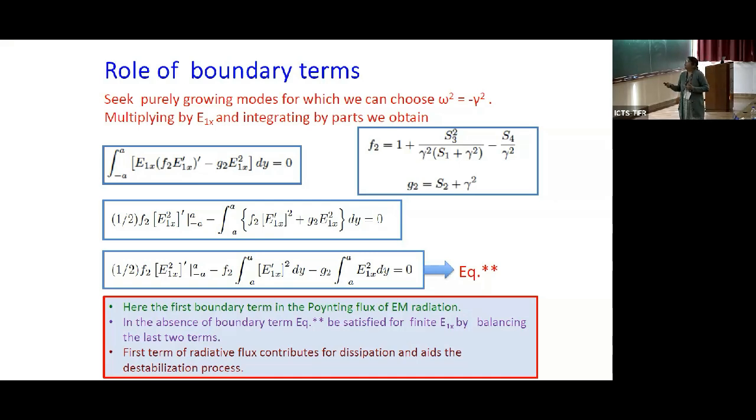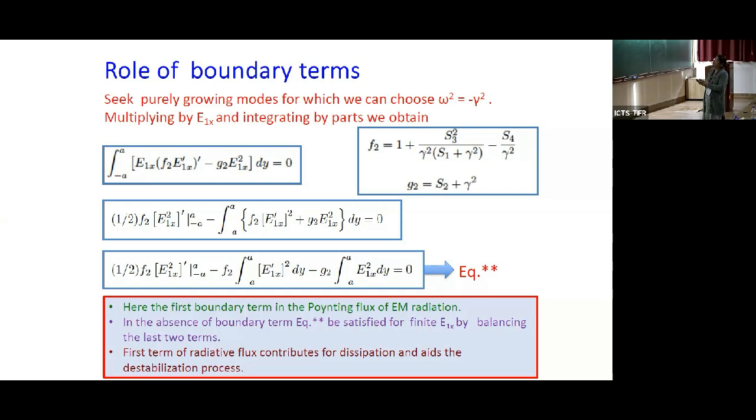Okay. So if we multiply by E1x in this integral, there will be a boundary term, and then there is this particular term. This boundary term essentially talks about the radiation. And so if there is a periodic boundary, this term will be absent. And then, for E1x to be finite, F2 and G2 have to be such that the sign is such that they balance each other.